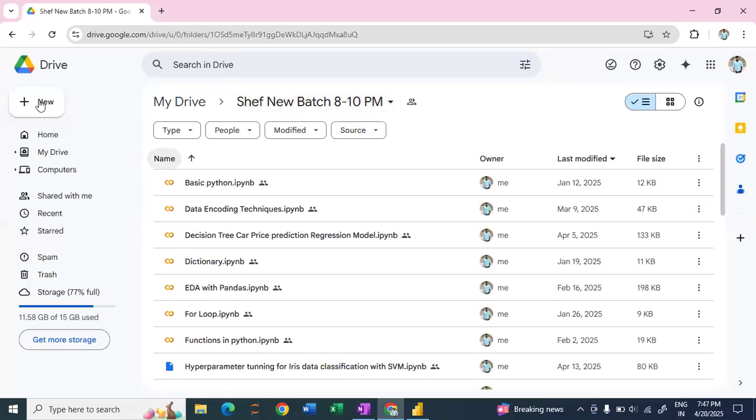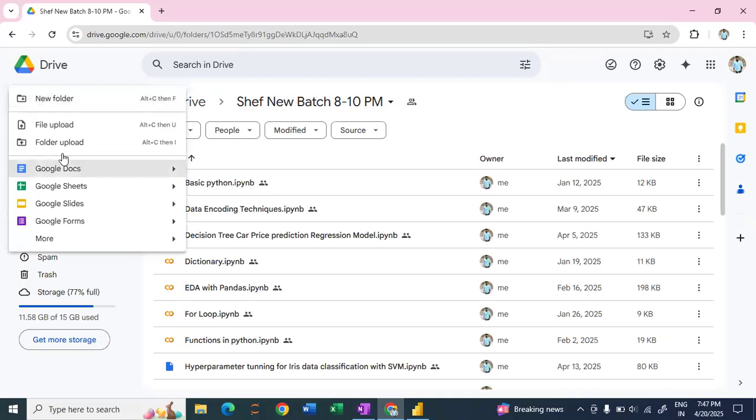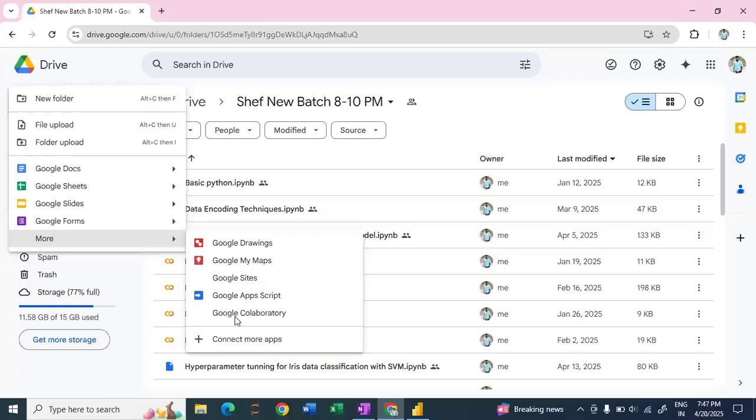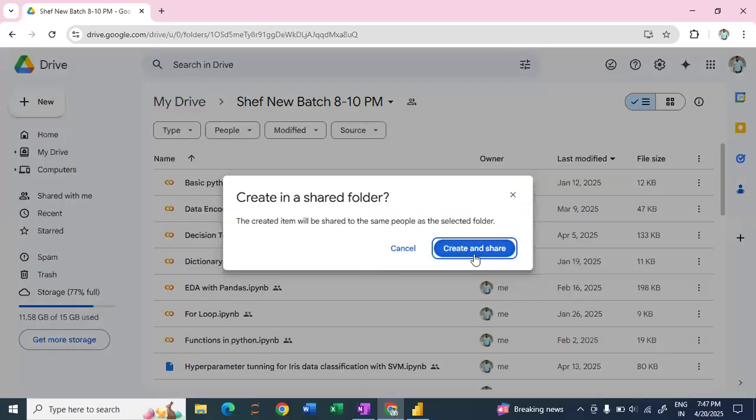Now create a new Google Colab file. See, it is asking to create in a shared folder because I have already shared this folder with you guys, right? So I am going to create the file in this folder and it is also shared with you. If you have this SAP new batch 8 to 10 folder, then whatever files I am creating in this folder are also shared with you. So I think no need to share. It is already sharing with you.